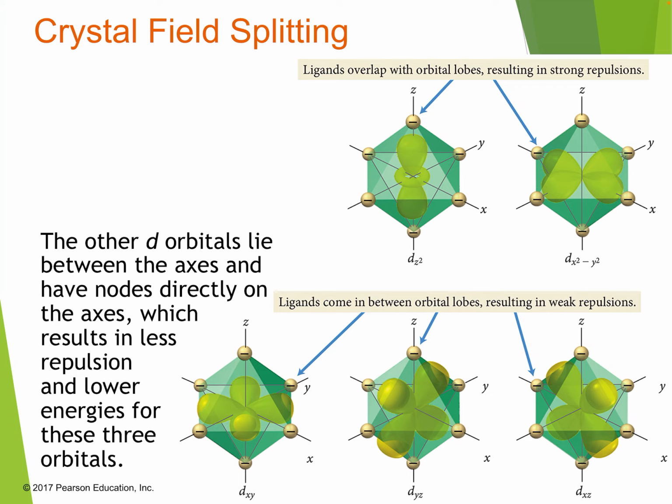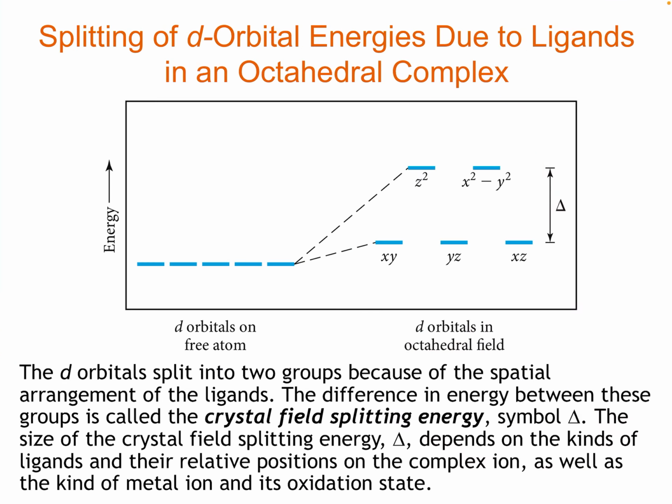The other d orbitals, since they're not really interacting with the ligand as much, are not going to experience the same repulsion, so they'll get weaker repulsions. And what it does is it looks like this. So this would be our normal metal ion, right? Those are our 5 d orbitals. They are degenerate. They all have the same amount of energy.